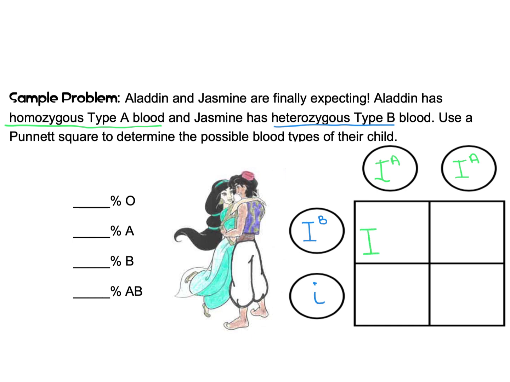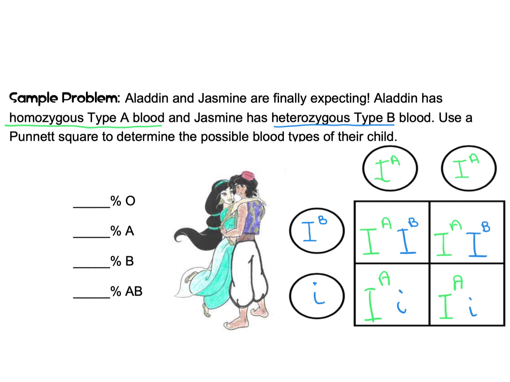So since Aladdin had type A, homozygous, I'm going to go ahead and drop his alleles down, and then we'll bring in Jasmine's, and here we have our results. So we ask ourselves, what percent is type O?